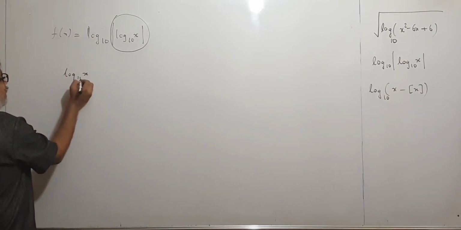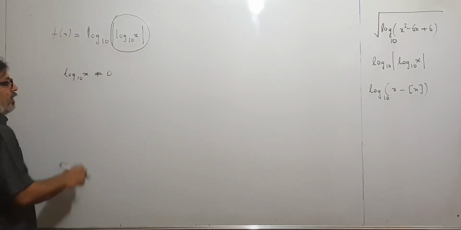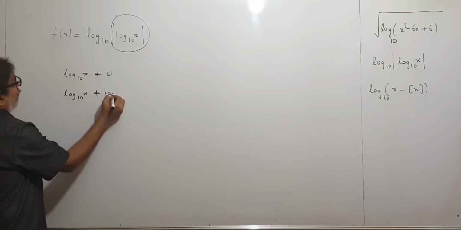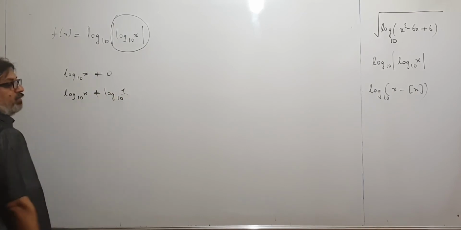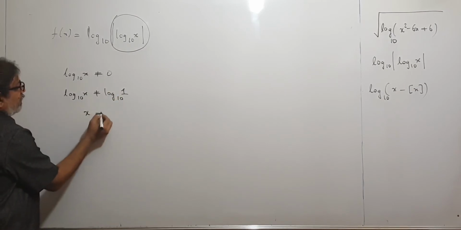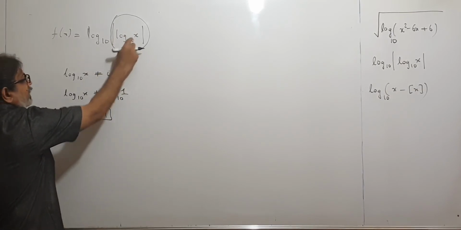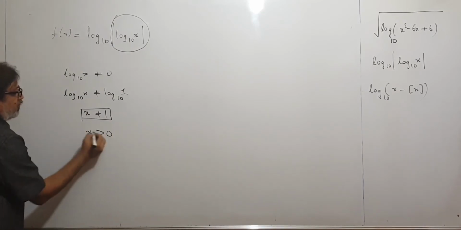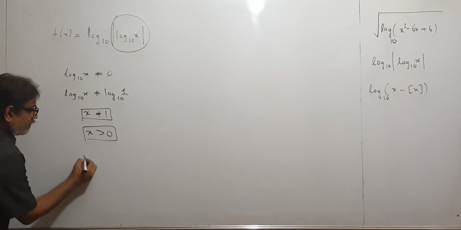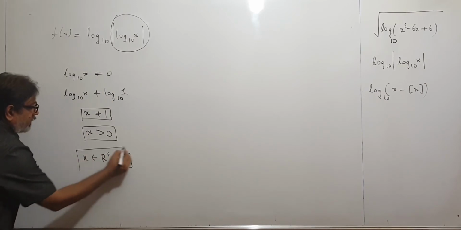So log x to the base 10 should not be 0. Do you understand why? Because if this is 0, then log 0 will be undefined. So that means log of x to the base 10 should not be equal to log 1 to the base 10. Log 1 is always 0, right? Base I am taking the same. That means x should not be 1. That is the first point. For this log to exist, x should be positive. So x should be positive and x should not be 1. So what is the answer? x belongs to R plus minus 1. This is the final answer.